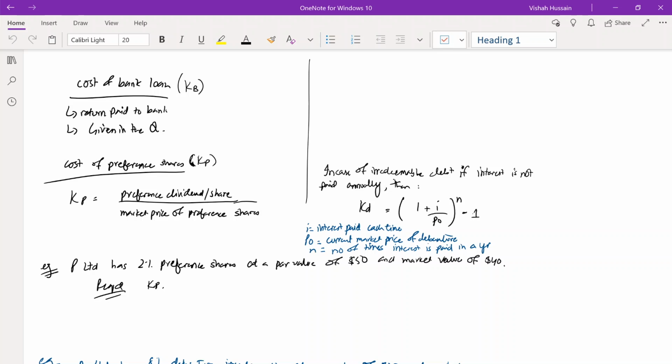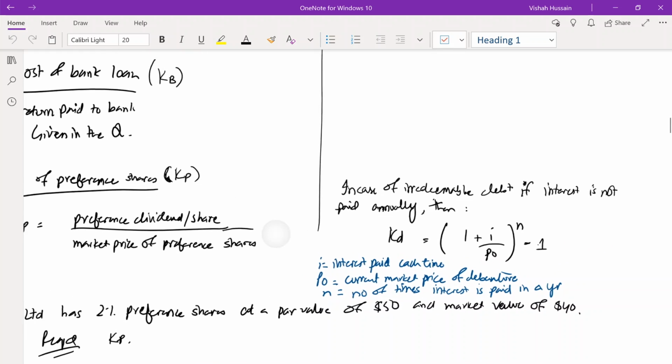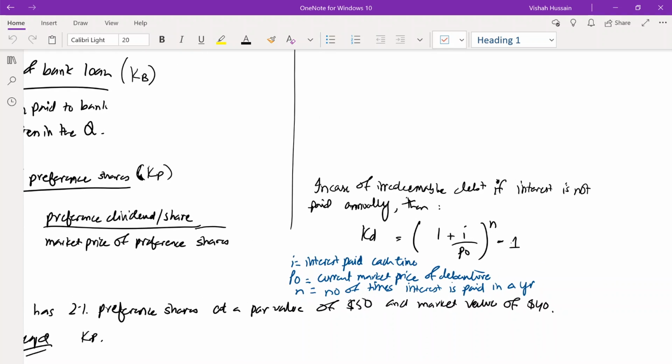Just in case you have an irredeemable debt and your interest is not being paid annually: the previous formula that we looked at was for interest being paid annually. If the interest is not being paid annually, then this is the formula. KD is equal to (1 + I over P0) to the power n, minus 1, where I is the interest paid each time, P0 is the current market price of the debenture, and n is the number of times interest is paid in a year.